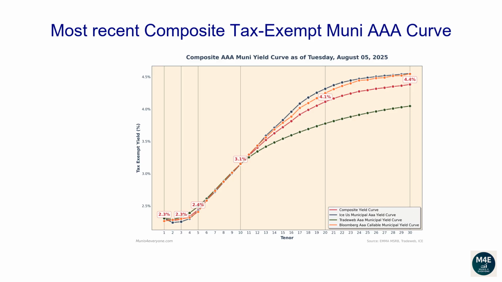The three-year yield is 2.29%. The 5-year yield is 2.44%. The 10-year yield is 3.15%. The 20-year yield is 4.11%. The 30-year yield is 4.38%.